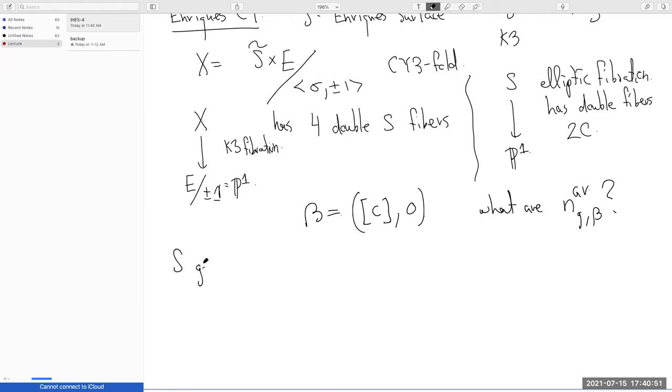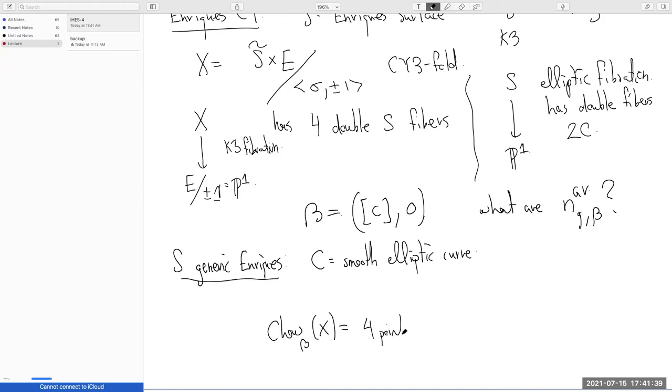The first case is when I take S to be a generic Enriques. Enriques surfaces come in moduli, come in families, and the behavior of this structure that I'm talking about changes depending on which one I take. So when S is generic, this double fiber, if I look at the underlying reduced fiber, is smooth. In that case, the corresponding moduli space, if I look at first the Chow variety, there are only four points in the Chow variety. So in this case, the Chow variety in this class beta is just four points, corresponding to these four doubled S fibers. Each of these points corresponds to one of these smooth genus one curves in the corresponding Enriques fiber.